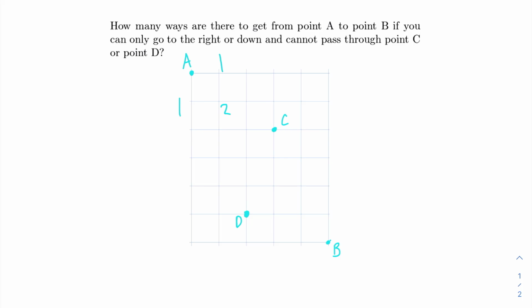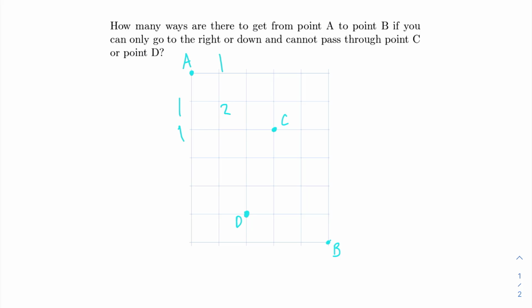Now let's try to get to this point. The only way to do that is to go down twice. So there's only 1 way here. Now how many ways are there to get to this point? Well, to get to this point, we either have to get to this point and go down, or get to this point and go to the right. So there's 2 ways to get to this point.